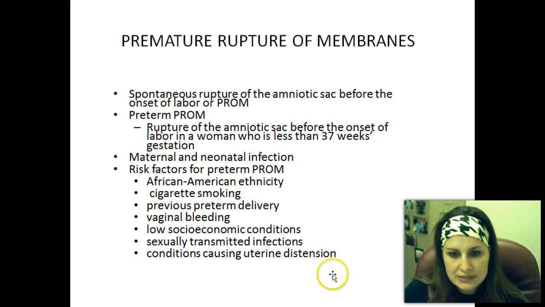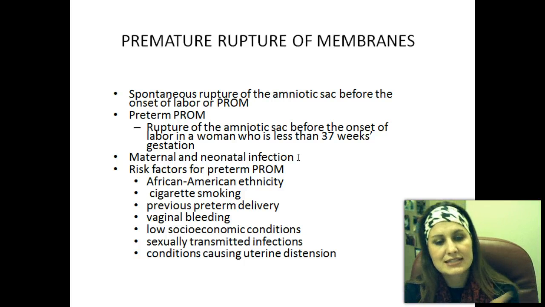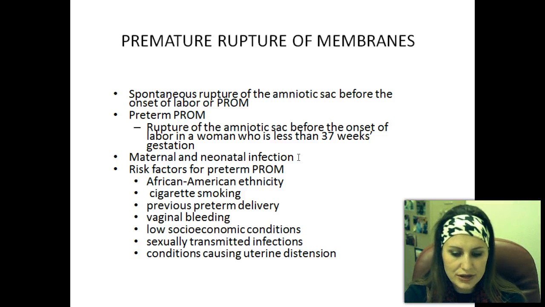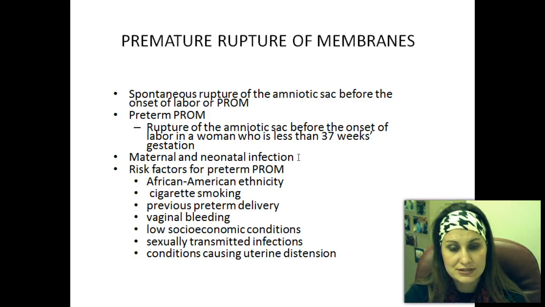Okay, so maternal and neonatal infection. Anytime that membrane, that sac, has been ruptured, there is now no barrier for the mother in the vagina, in the cervix. There is nothing protecting them from infection now. And so as soon as the rupture of membranes happens, it automatically is starting to put them at risk for infection. The longer that they go with the rupture of membranes, the higher the risk is of infection.